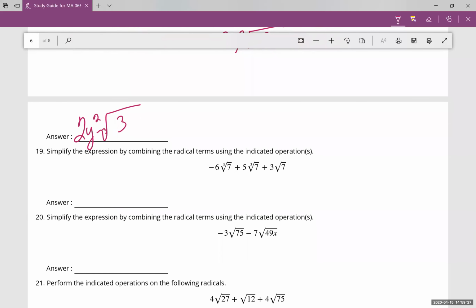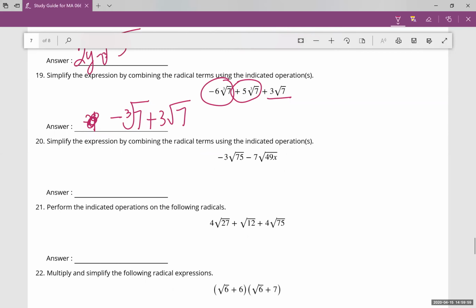All right, number 18, like terms. Look at these 3 carefully. 2 of them are like terms. Don't be tricked. Minus 6 cubed root 7 plus 5. This one is not a like term. So you're going to be able to add negative 6 of these plus 5 of these, which is negative 1, or let's just do it this way: negative cubed root of 7 plus, you got to tack on 3 square root of 7, and that's the answer. A little tricky, in my opinion.